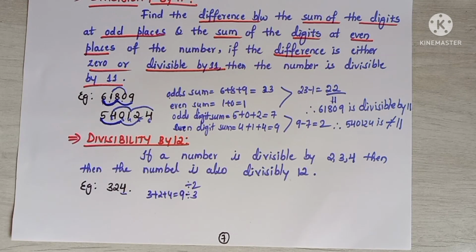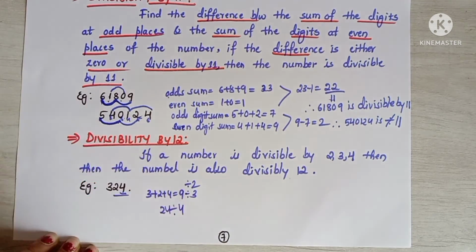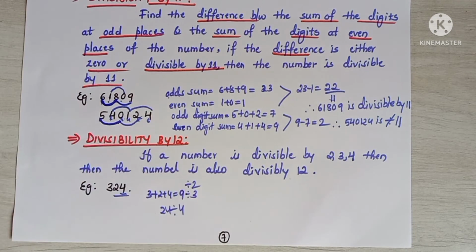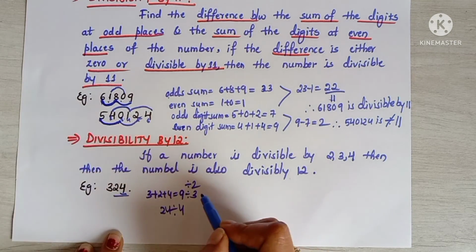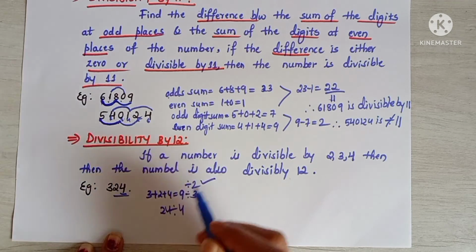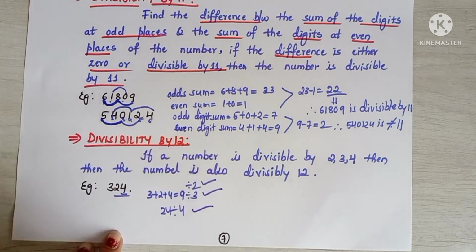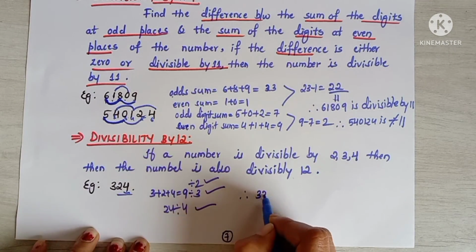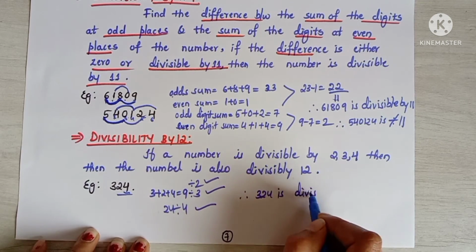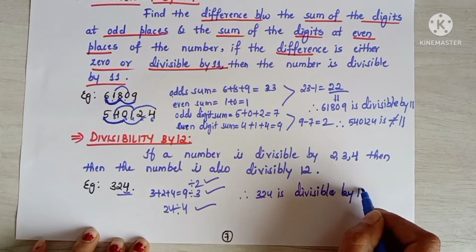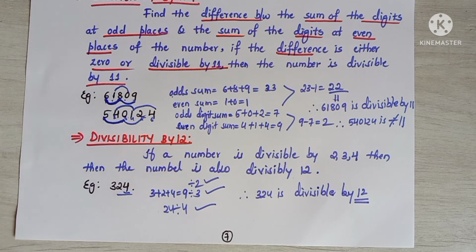Next, what about 4? 4 means we have to check the last 2 digits of a given number. Here the last 2 digits are 24. Whether 24 is divisible by 4? Yes. Therefore, we can say that 324 is divisible by 12. It is divisible by 2, it is divisible by 3 and also it is divisible by 4. Therefore, 324 is divisible by 12.